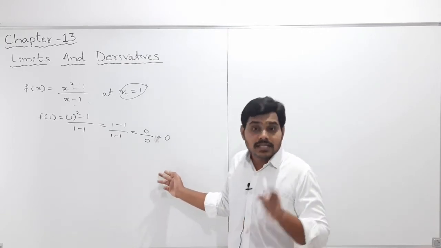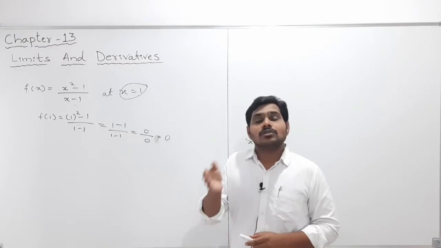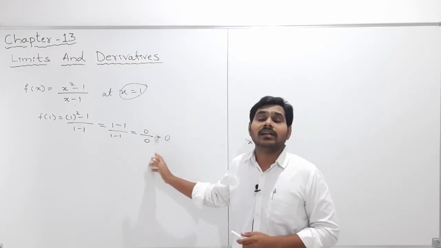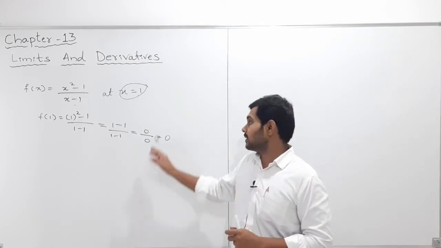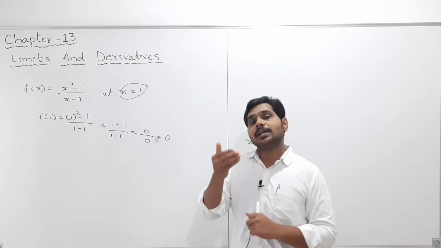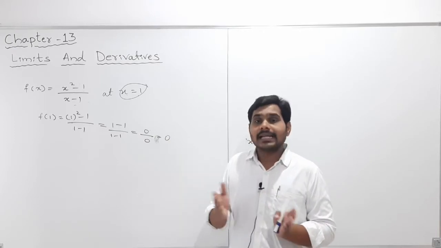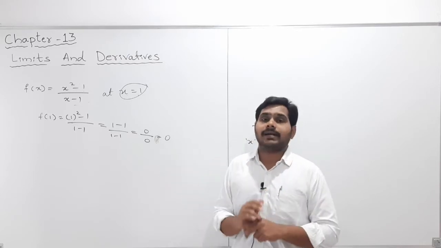Till today we are not getting any values for this one. Therefore we cannot determine the exact value. So we call this indeterminate forms. Indeterminate means we cannot determine 0 by 0, infinity by infinity, like this. Some more are there, that I'll explain. Those all forms we cannot determine, my dear students.